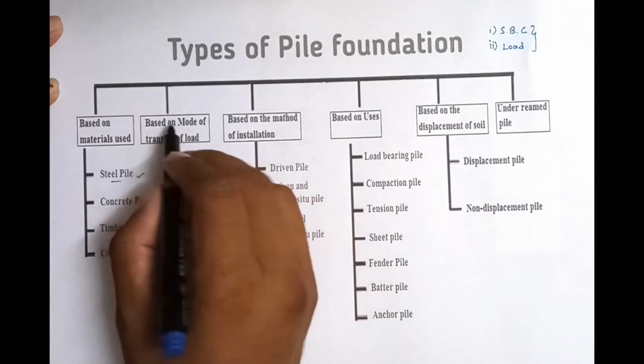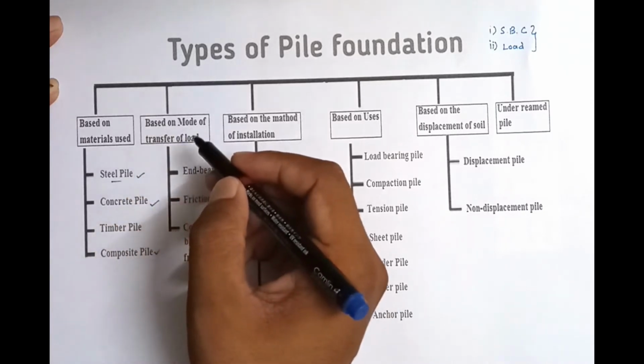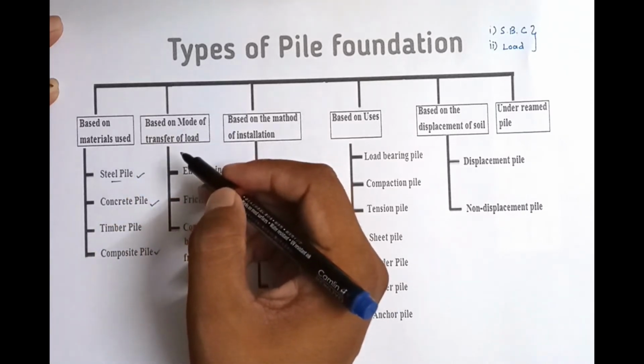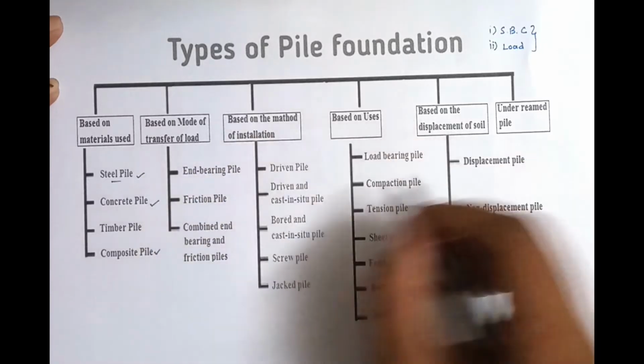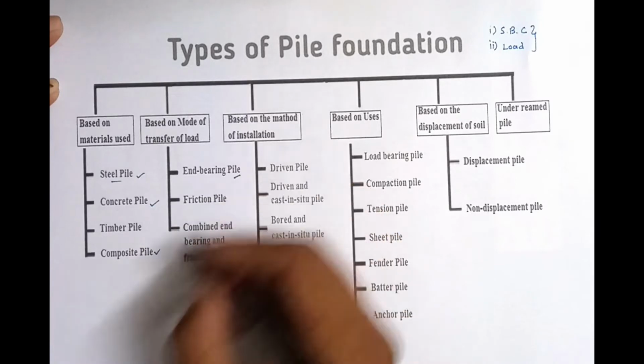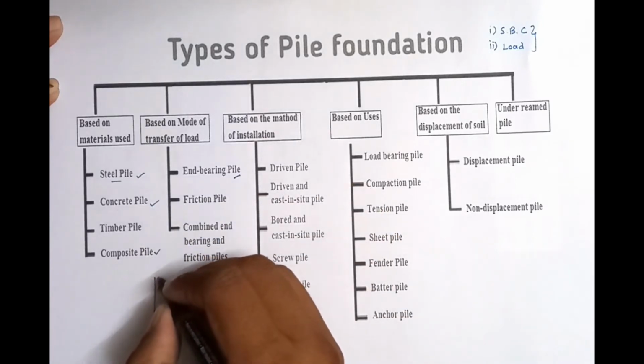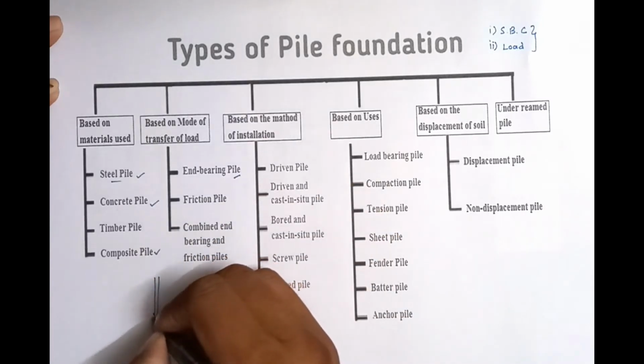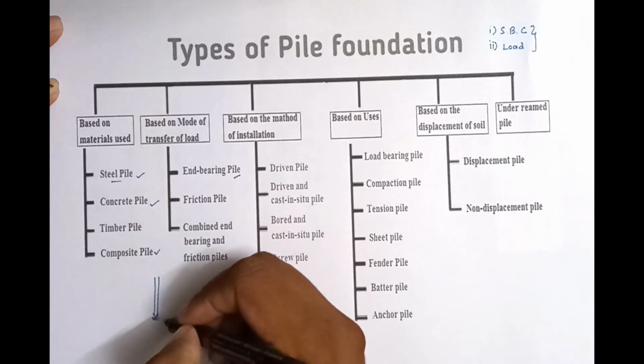Next is mode of transferring the load, that is, how the building load will be transferred using piles. There are three types. The first one is end bearing piles. In end bearing piles, the pile will transmit the load only by the tip of the pile.